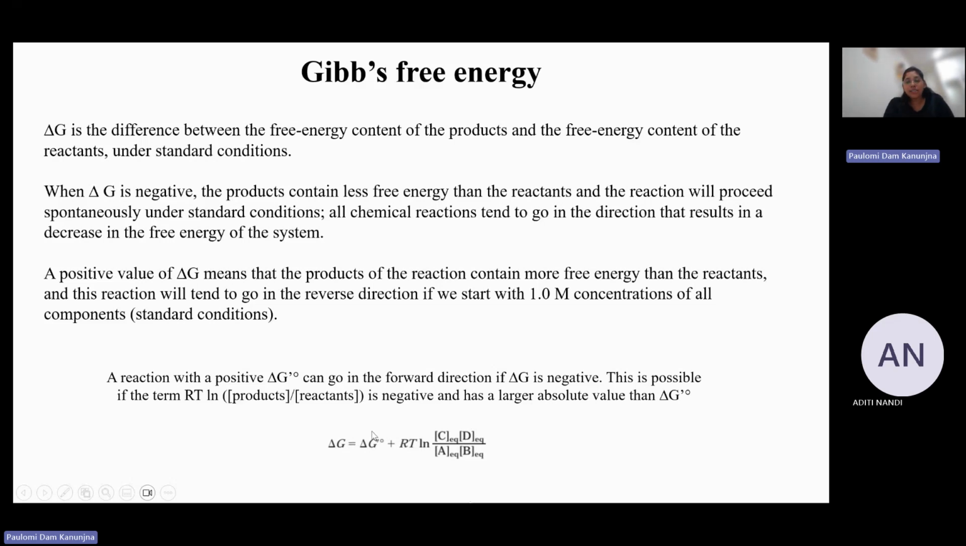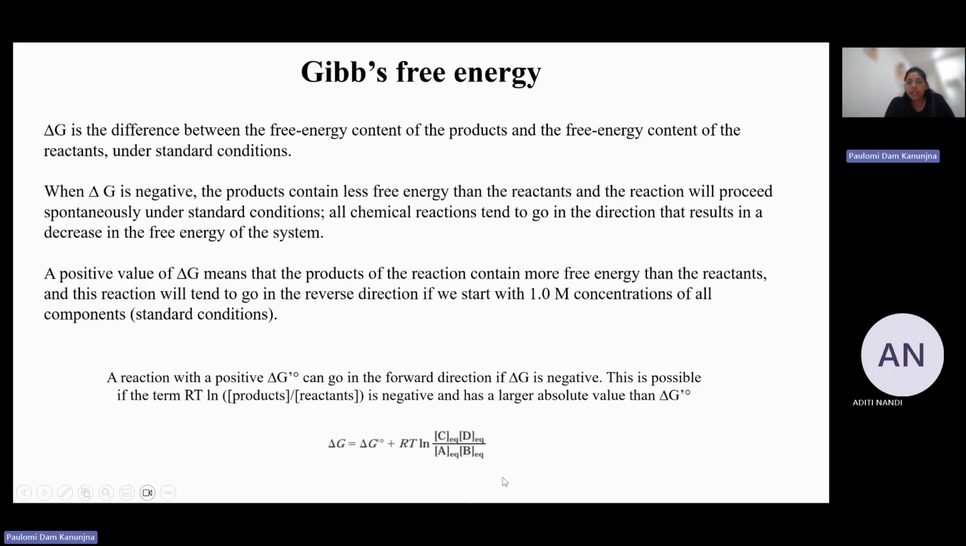Now, this is positive, but this should be negative, right? Only then can the reaction take place. So if this is positive, this equation has to become negative, and so negative that it is greater than this value of delta G naught.